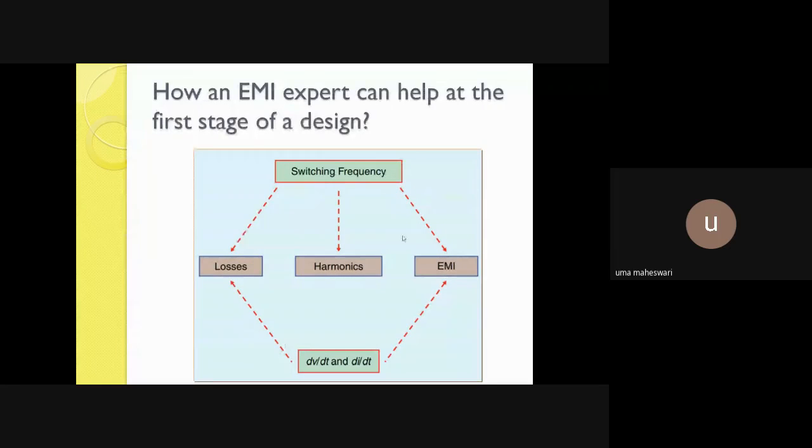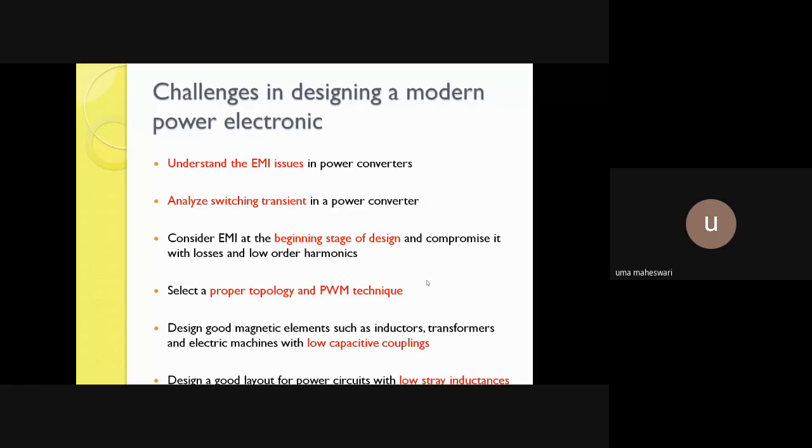So this is how an EMI expert can help at the first stage in the design. We have to have clear dV/dt and di/dt components, and with the switching frequency, see how we can achieve it with suppressed EMI and minimized losses. So these are all the challenges in the design of modern power electronic systems, that is, the power converter and smart grid.